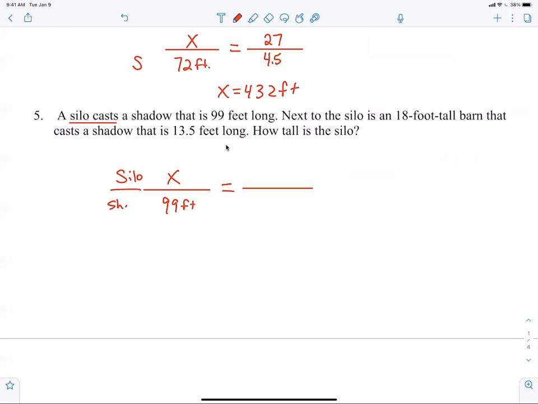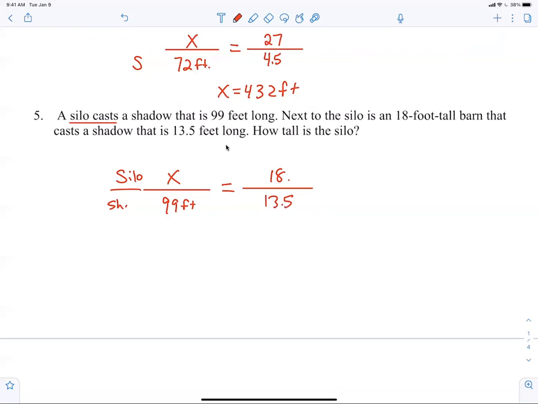They're both S's, which is annoying. And then next to this silo is an 18-foot tall barn. So 18 would go on the bottom. I mean, on the top, right? And then 13.5 on the bottom. Why would that be on the bottom? Because it's the shadow. 13.5.